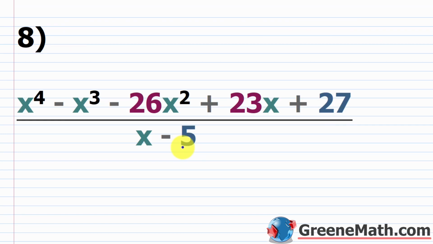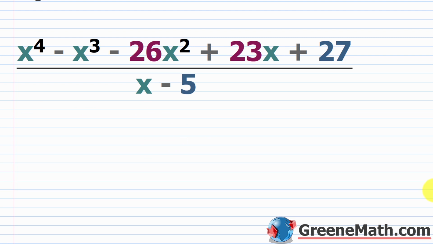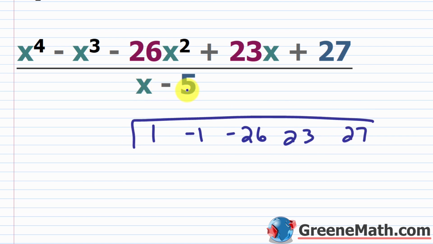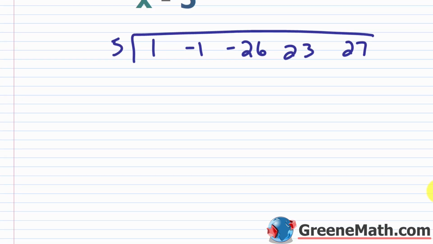All right, let's look at problem number 8. So we have x to the 4th power minus x cubed minus 26x squared plus 23x plus 27, and this is over x minus 5. So again, everything's in standard form. Nothing is missing here. Just going to take my coefficients. So I have a 1, a -1, a -26, a 23, and a 27. Bring this over here. Again, this is x minus 5, so I could just take the 5. And let's see, do we have enough room? I think we maybe do. Let's drop this down, and let's go through.